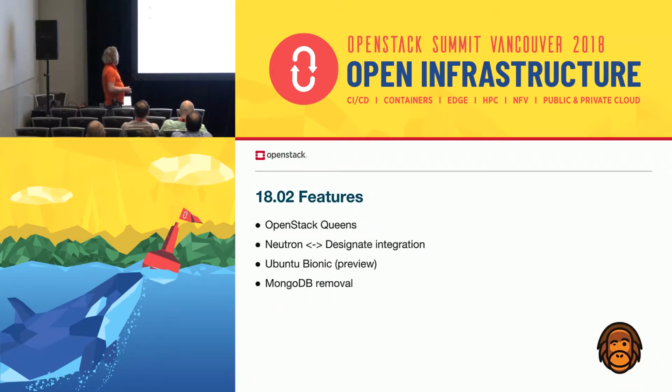Okay, so just to talk about some of the features that we delivered in February alongside OpenStack Queens, which was the first major feature we delivered. We also made some changes to our Neutron and Designate integration. So how many people are deploying Designate in the room? One? I know we have it in, yeah, Dario does, but. Designate is the DNS as a service project in OpenStack.